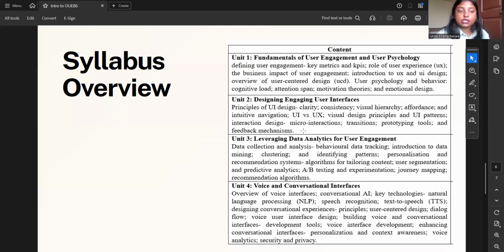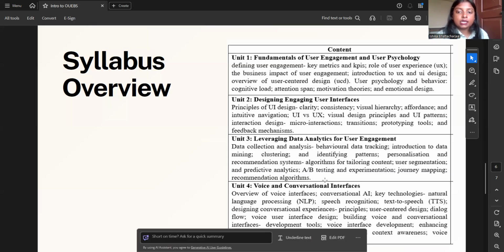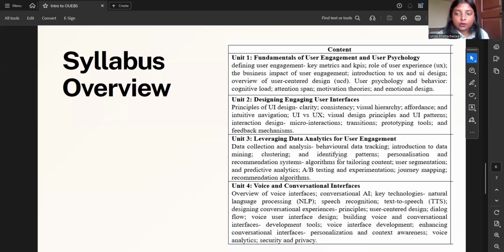Next, we are going to see Unit 3, leveraging data analytics for user engagement. Now here we are going to actually play with data. So we are simply going to understand data collection and analysis, behavioral data tracking. We are going to track data that is based on behavior. So this is the analytical powerhouse of this course. So companies use data to understand users: what they click, what they ignore, how long they stay, when they drop off. So in Unit 3, we are going to learn how to interpret and leverage this information.